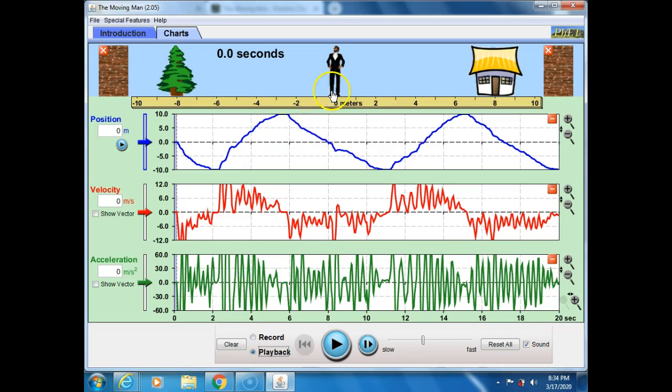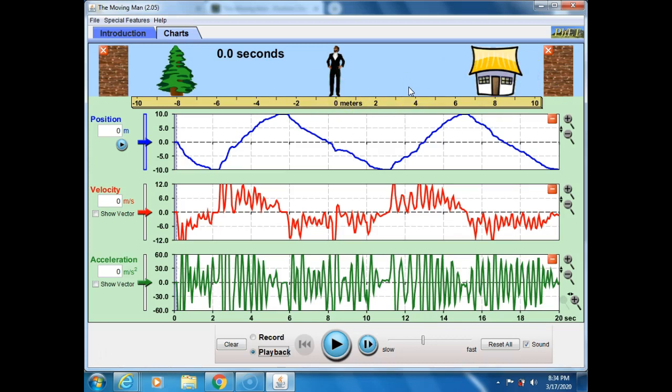I started the man going to the left. That was a position decreasing. He started at 0 and went back to -10 over here, and then he went back to 0, back to +10, back to 0. Okay, you can follow what I was doing there.